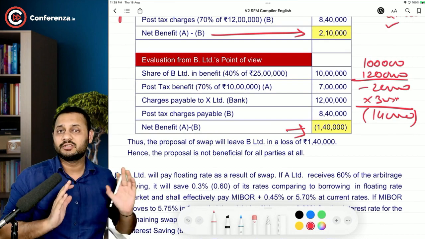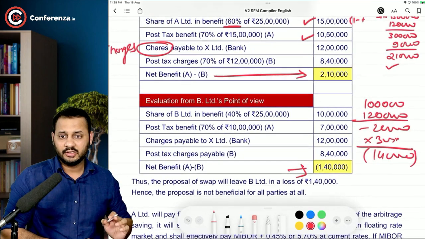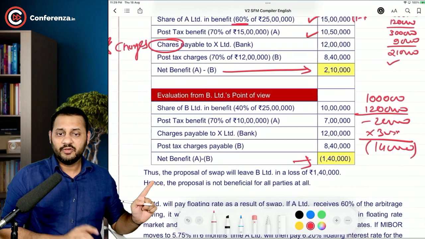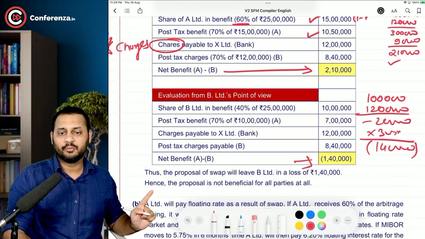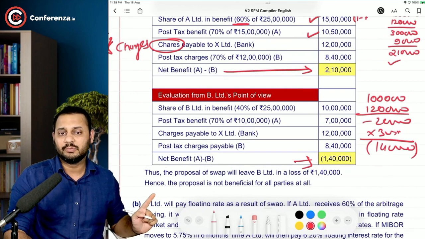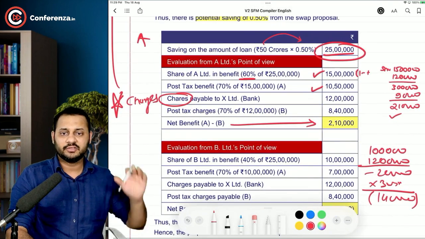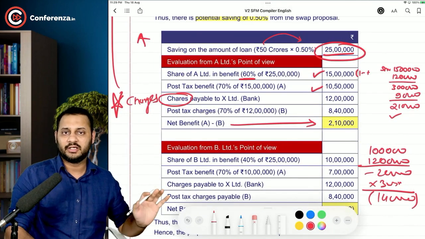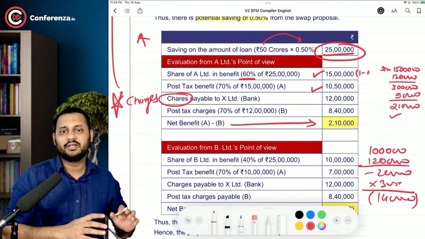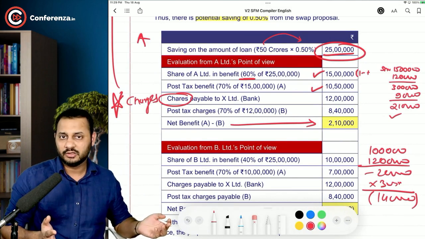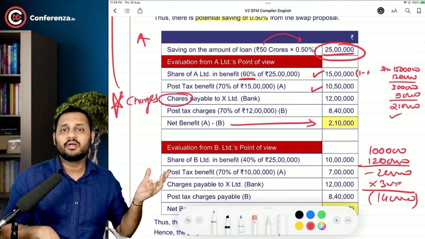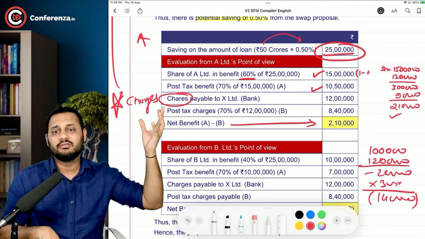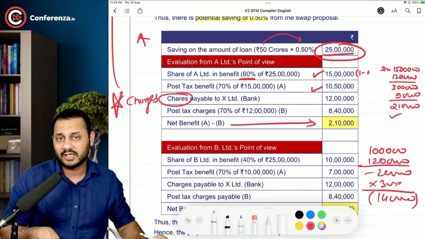It was the simplest of the possible questions, right? Thus the proposal of swap will leave B Limited in loss of 1 lakh 40,000. Hence the proposal is not beneficial for all the parties at all. It is beneficial for a single party but not for B Limited. And if it is not beneficial for B Limited, the swap will not be possible. Why is it not possible? Because A Limited would agree, B Limited would not agree, and if this party does not agree, then the entire swap agreement will have to be thrashed out.